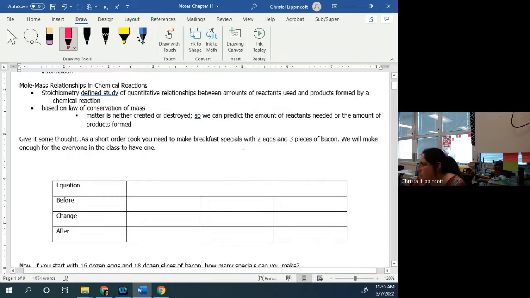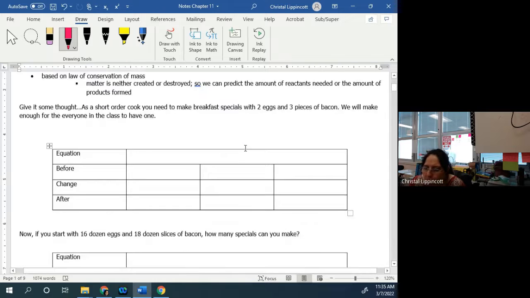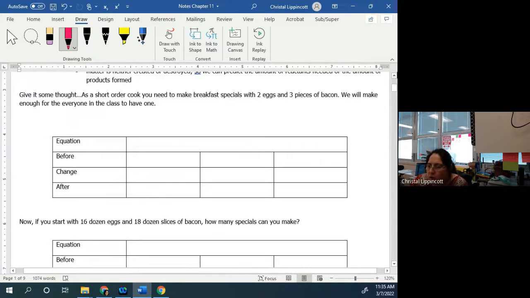So if you wanted to make 5 dozen cookies, you could look at the recipe and see how many chocolate chips you need and how much flour you need and that sort of thing. Okay? So here, you are a short order cook and you need to make breakfast specials. Each breakfast special consists of 2 eggs. So this becomes our chemical reaction, so to speak. And we have 3 pieces of bacon, and that makes 1 breakfast special.